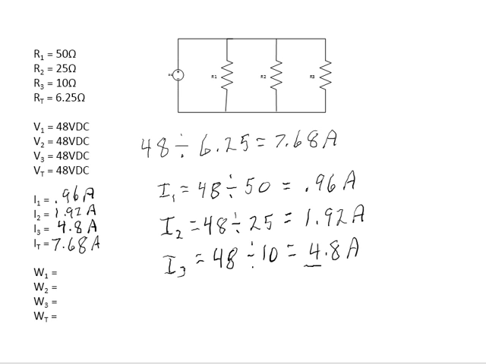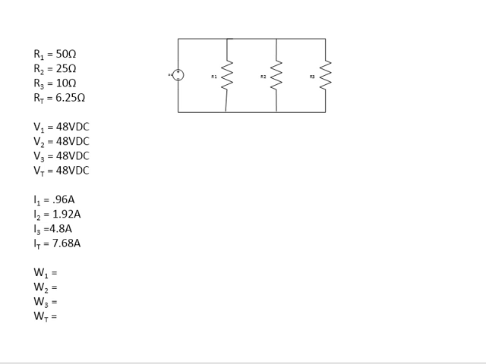Now, a good check to see if you did the math right and didn't leave one out is that the sum of the individual branch currents is going to equal the total circuit current, and it does in this case. The final step is to find the power for the circuit. The power is the amount of work that the circuit is capable of doing. To find that for the total, we take our applied voltage and multiply it by the total circuit current of 7.68, and that's going to give us 368.64 watts.